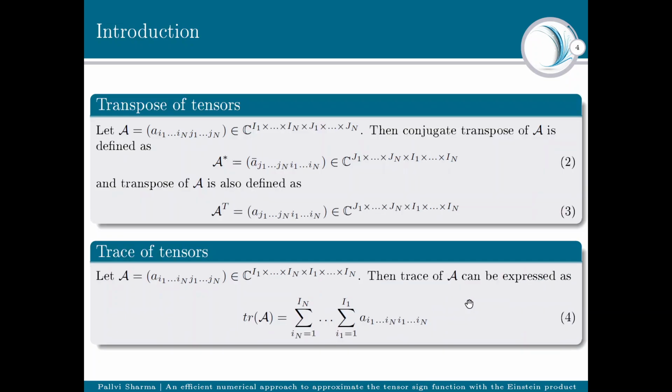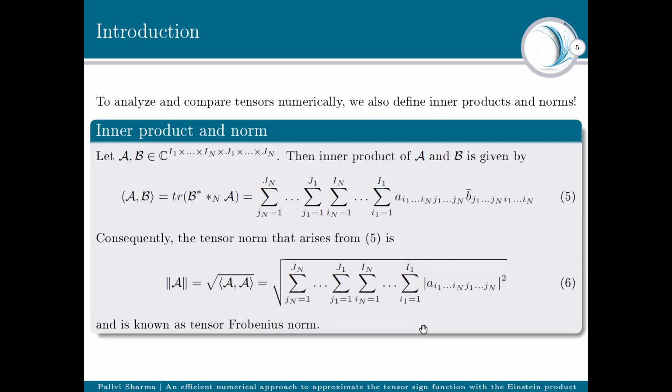Then here comes the transpose of the tensors. As we do transpose of matrices, similarly, we can compute the transpose of tensors just by swapping first n indices with the last n indices. So basically, we need even order tensor to compute the transpose. And similarly, trace of the tensor can be computed by summing up the diagonal elements, which are nothing but when first n indices match with last n indices.